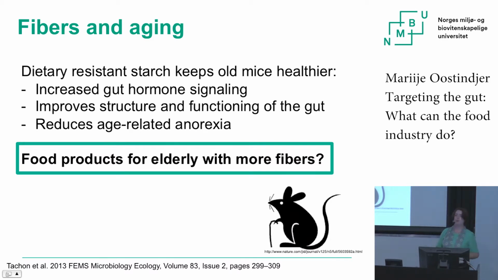As you grow older, usually there's a loss of appetite at some point, which is called age-related anorexia. And these mice had a reduced age-related anorexia, which means they kept eating properly for longer. And this might have something to do with the good gut signaling, which was still occurring in these aged mice. So, of course, you can think maybe in the future it's possible to have some food products for elderly with more fibers to keep elderly healthier for longer.